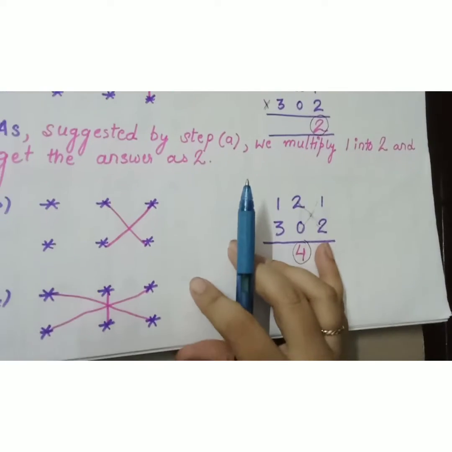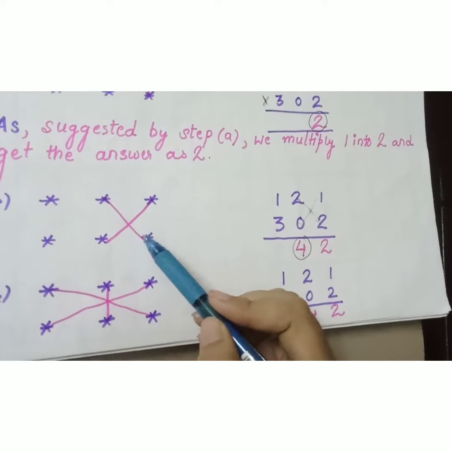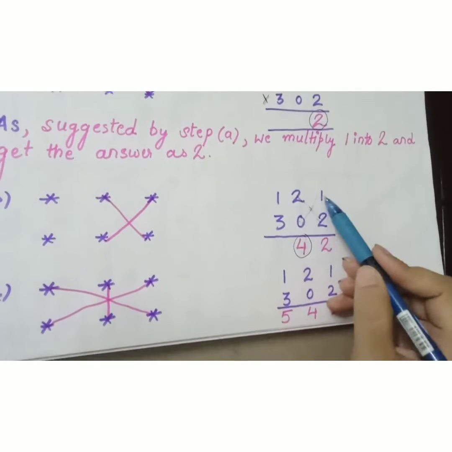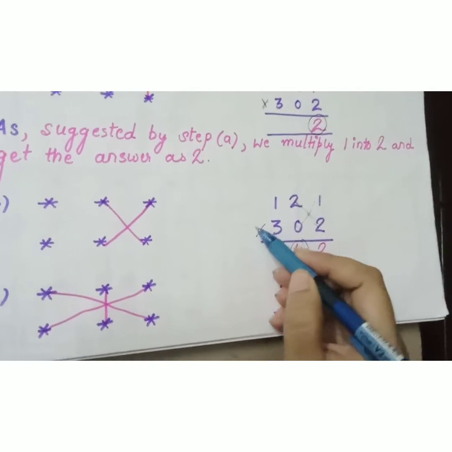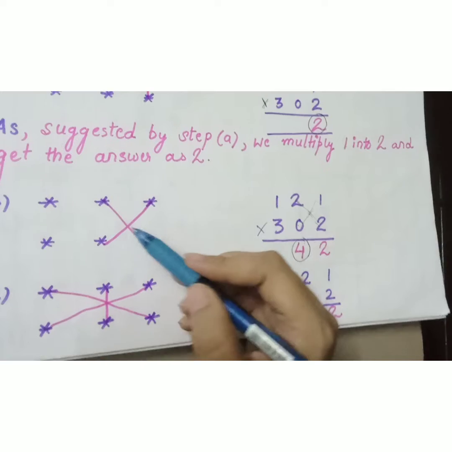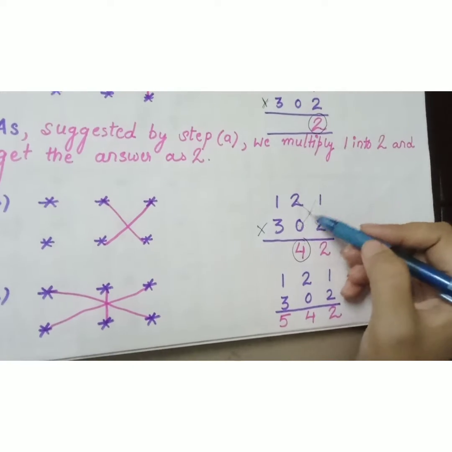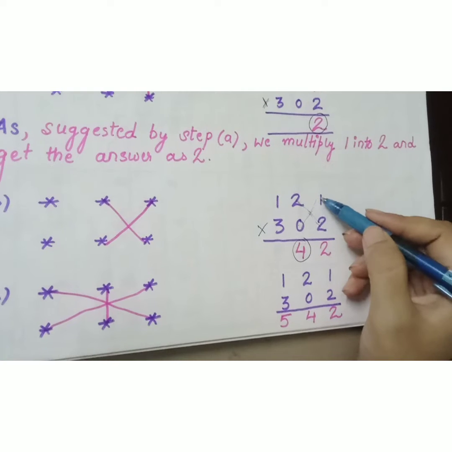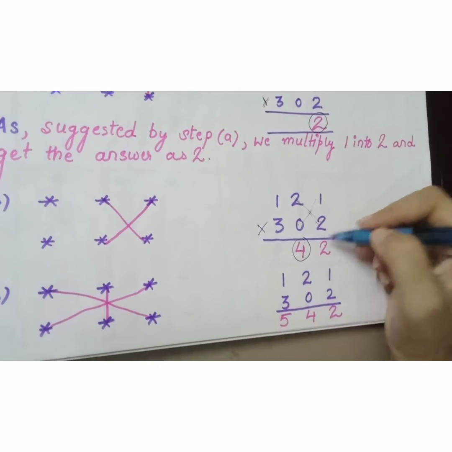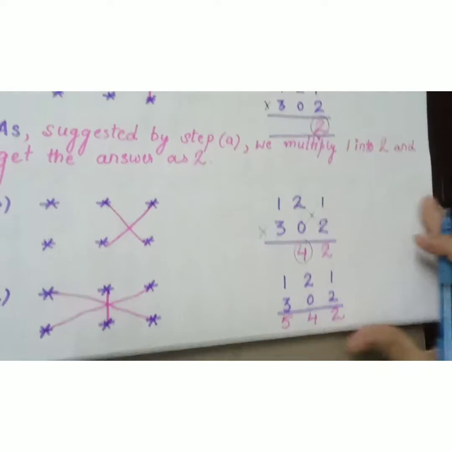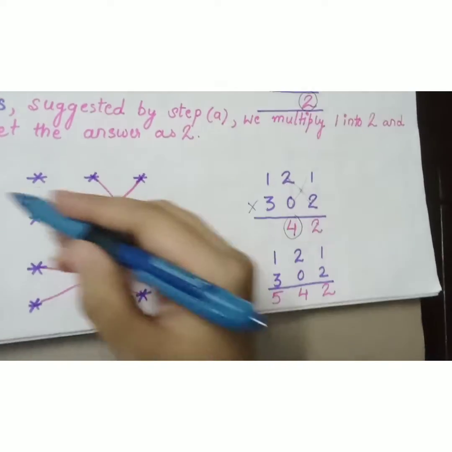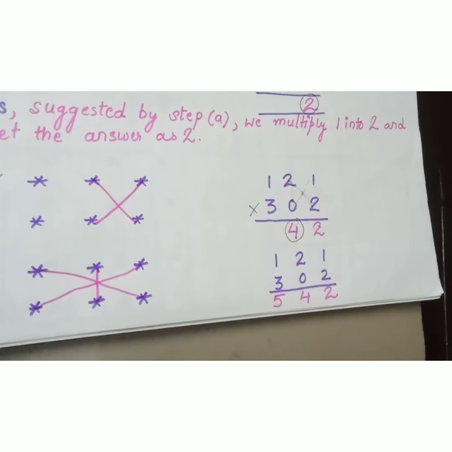In the second step, what do I form? A cross. 121 multiplied by 302. Here I have to form the cross: 1 into 0 and 2 into 2. So 1 into 2, as earlier I have done, comes out to be 2. Then 2 into 2 is 4. This step is complete.